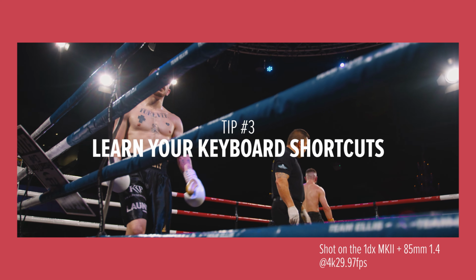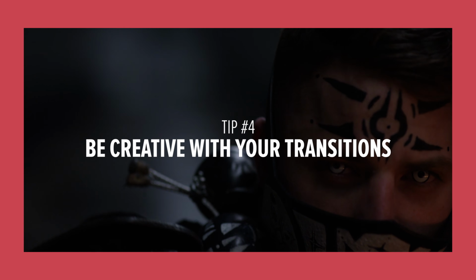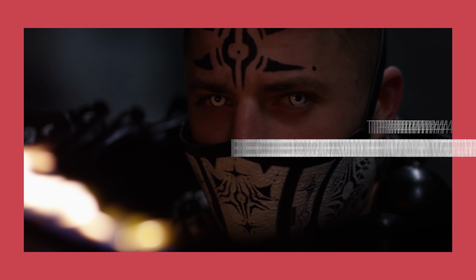Tip number 3 is learn your keyboard shortcuts. Command S. Press this one a lot. P for the pen tool, V for the selection tool, C for the razor tool, A for track select forward tool, I to make an in point, O to make an out point, the full screen button, and X for ripple delete.